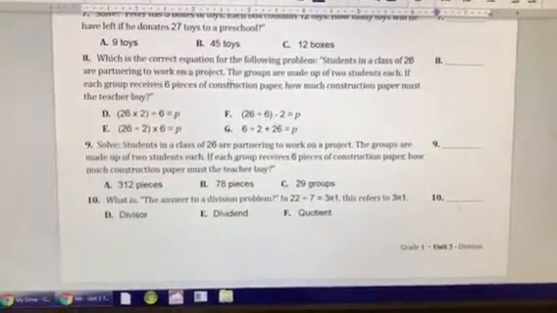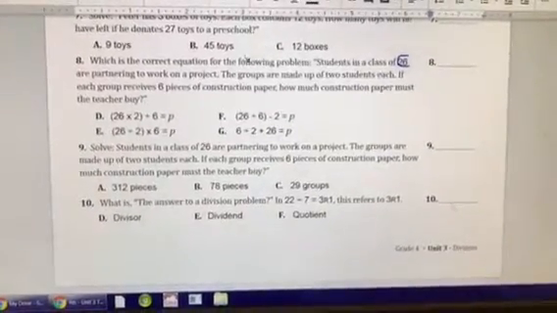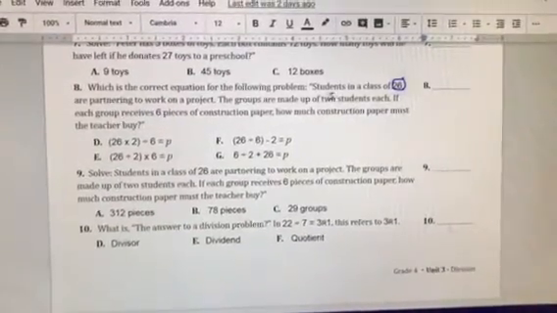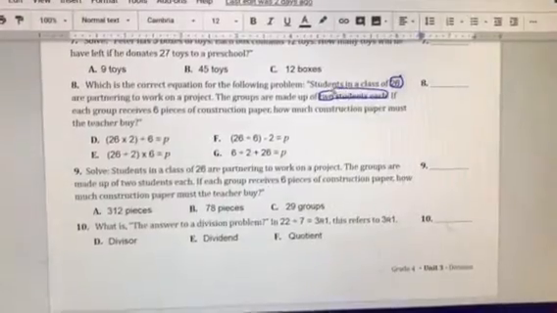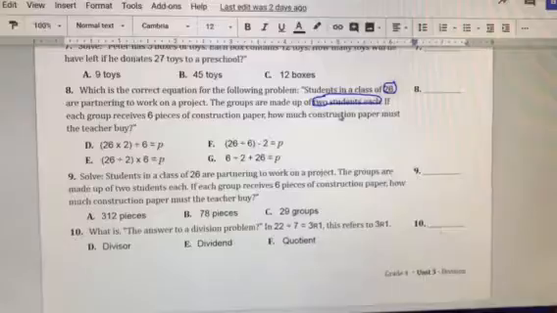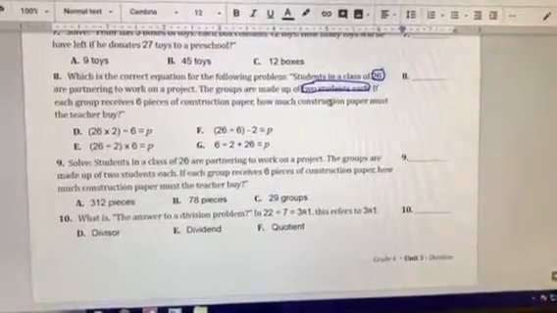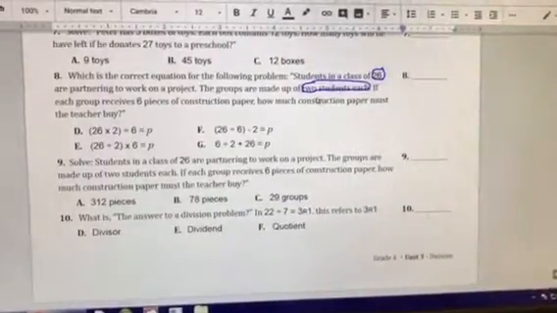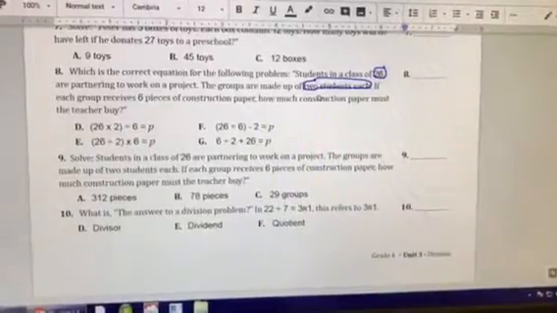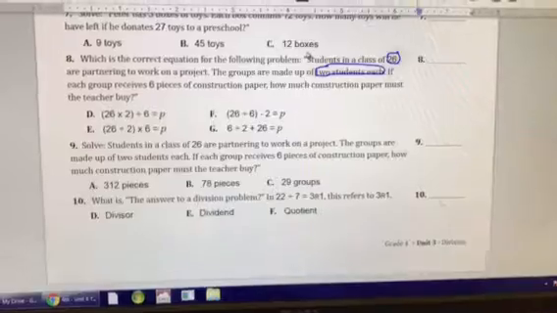So I have some important information here. I have that there are a total of 26 students. I also have that there are 2 students in every group. So thinking about this, I have to think about how many groups are partnering up. I'm taking the whole class of 26 and passing them out, or divvying them out, into these groups of 2. So that sounds like we're going to be using division.